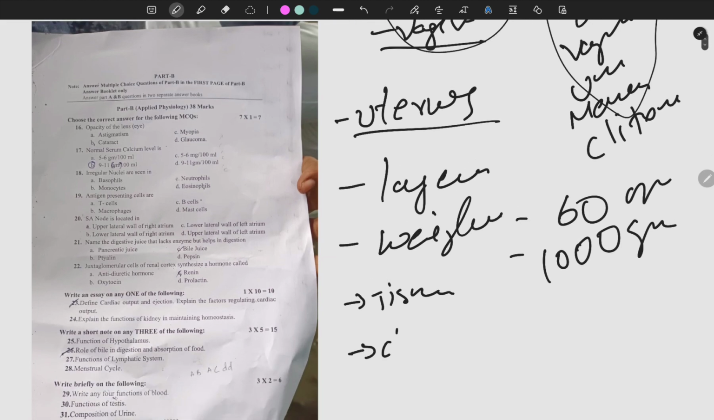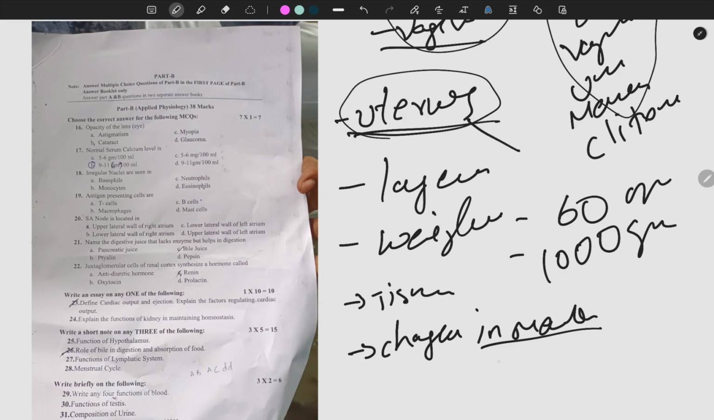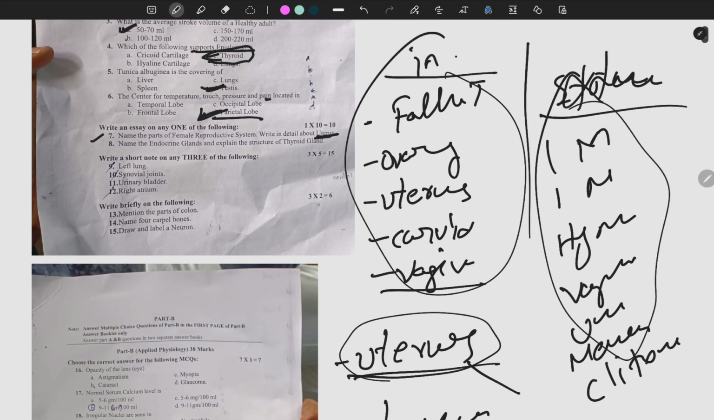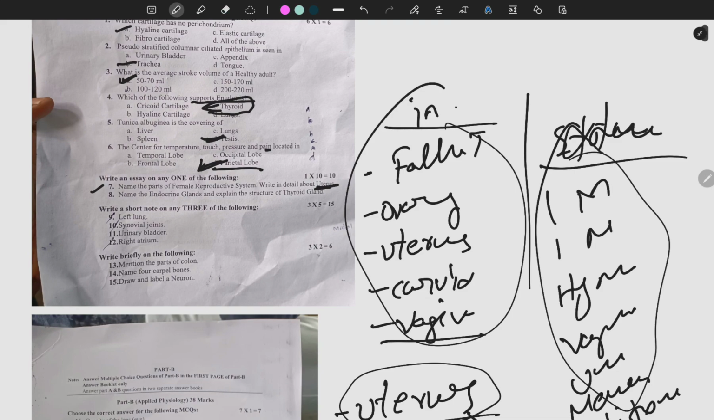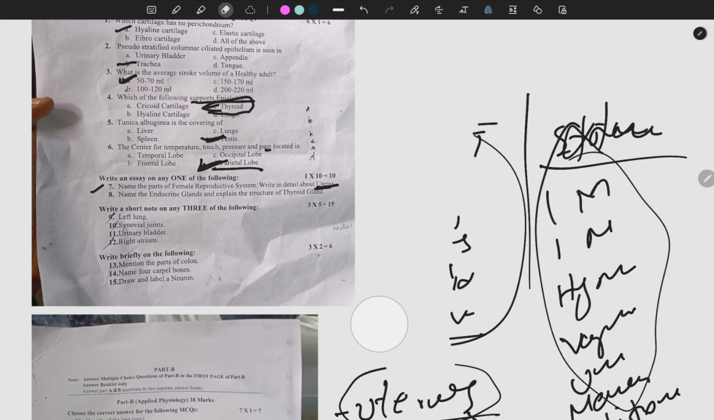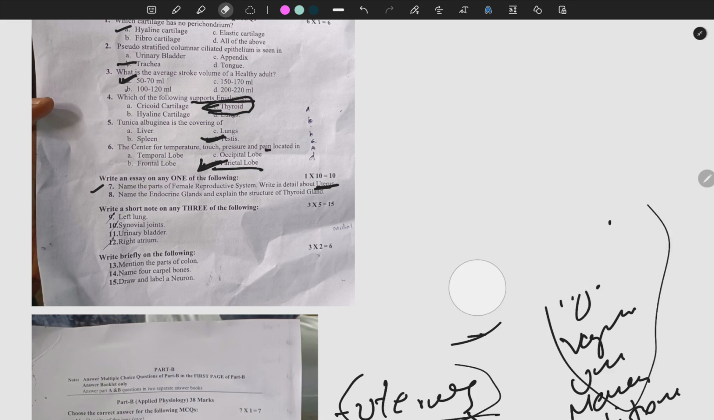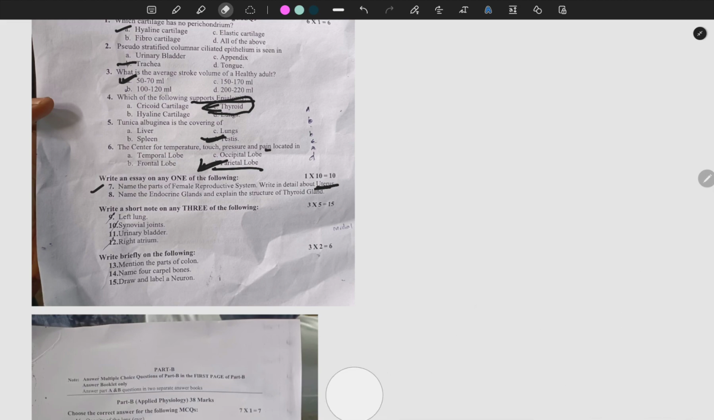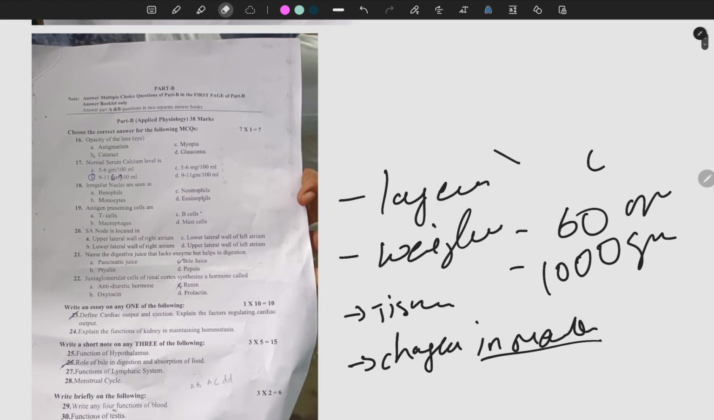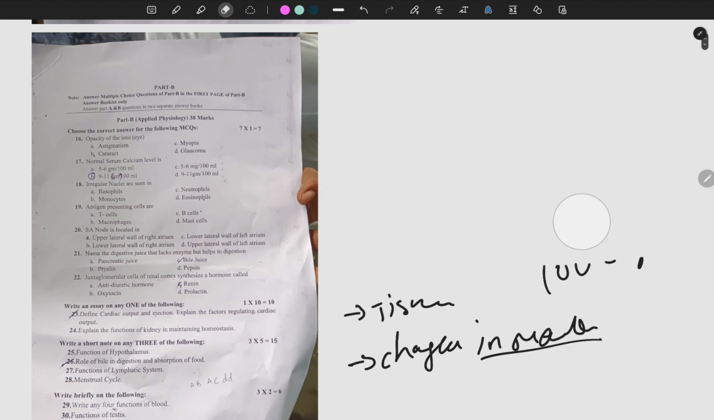Then the changes in the menstruation. How the changes will happen in the uterus, you have to write. So like that you have to write about the complete structure of the uterus. Then only you can get sufficient marks. If you write like this, you may get at least 8 or 9 marks. If it is possible, you can draw simple diagrams.